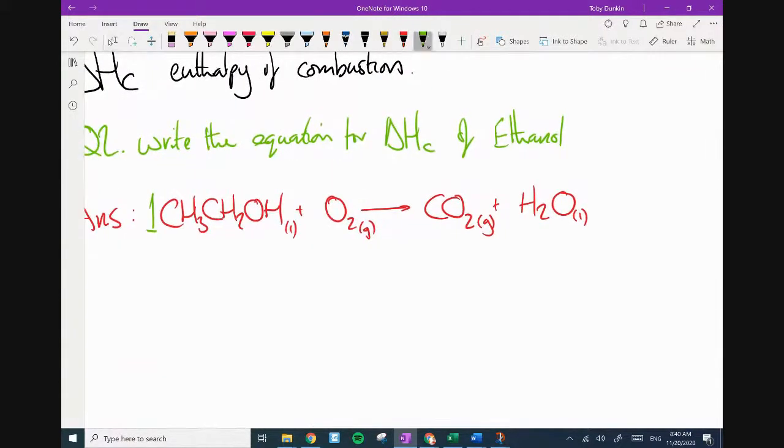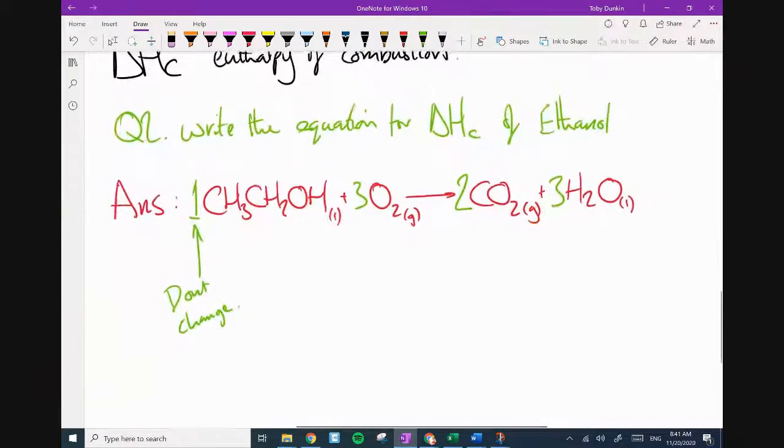Right, so now we can balance this. Let's balance it in green since I did the first one. I cannot change that number, it's in the definition. Right, 2 carbons. Next, hydrogens, 6. Next, oxygens, 7. There's 1 there, so 3, and I'm done. I like it. And the enthalpy of combustion of ethanol.